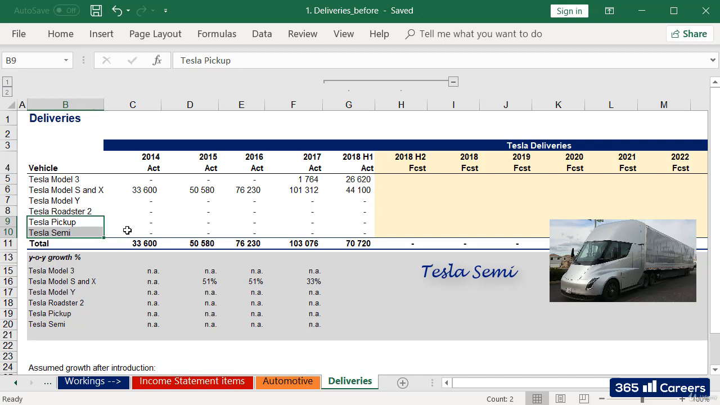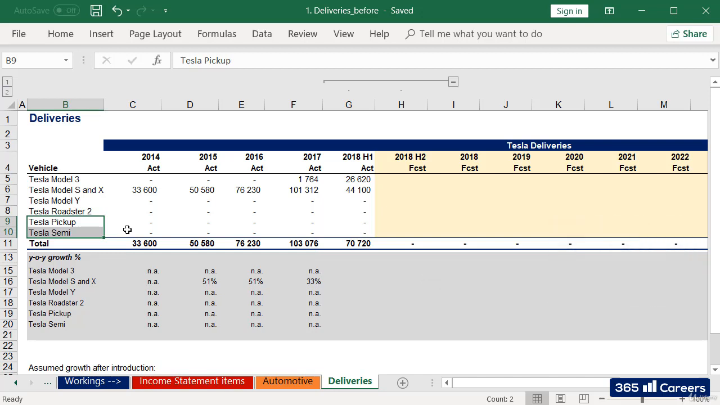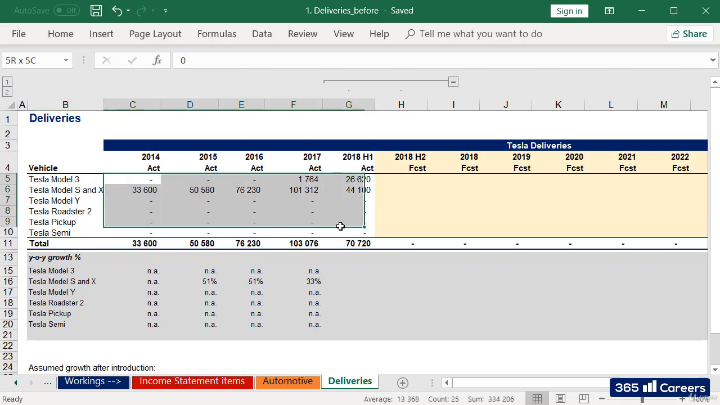The difficult task here is to estimate the starting point for each of the models that are about to be introduced, and to apply an annual growth rate that is reasonable and resembles the pattern that was observed historically. Let's start with Tesla's existing models, okay? Please note that to the left, we have actual figures related to Tesla deliveries. These figures will be easy to distinguish in our model, as they will always be colored in white, and the header will read ACT, standing for actual numbers.